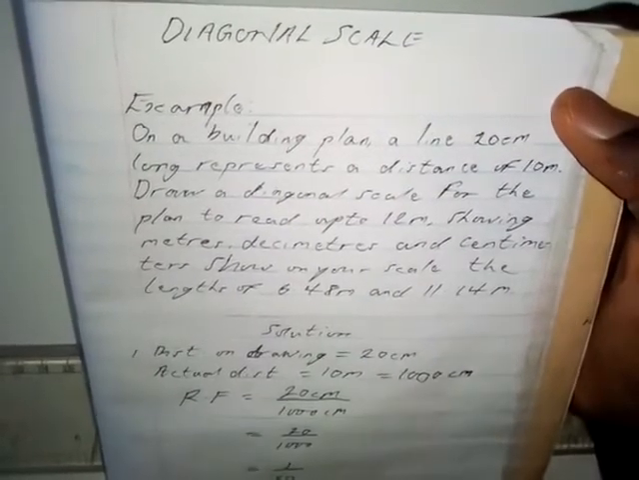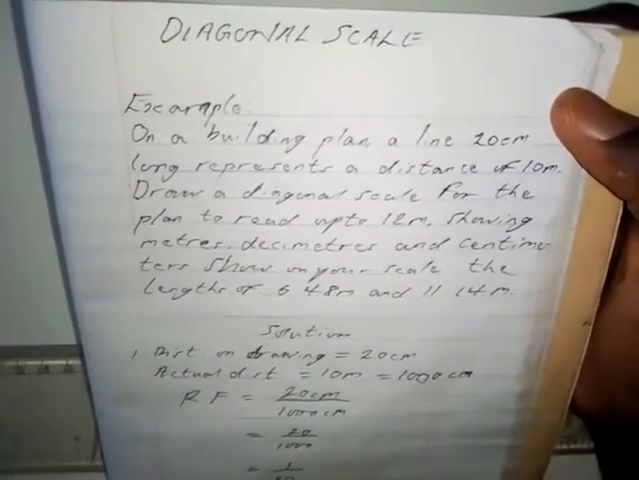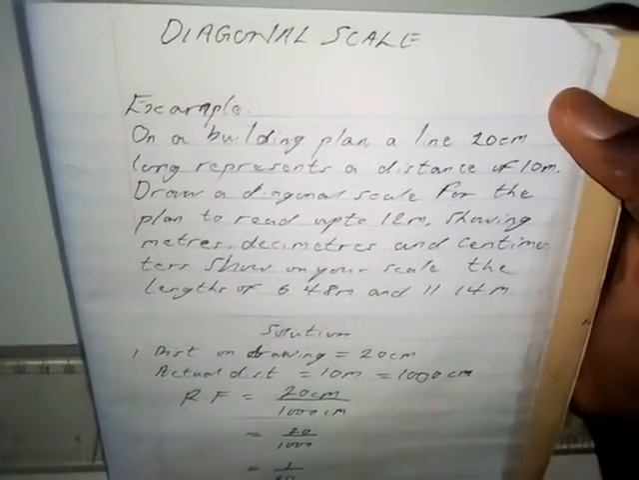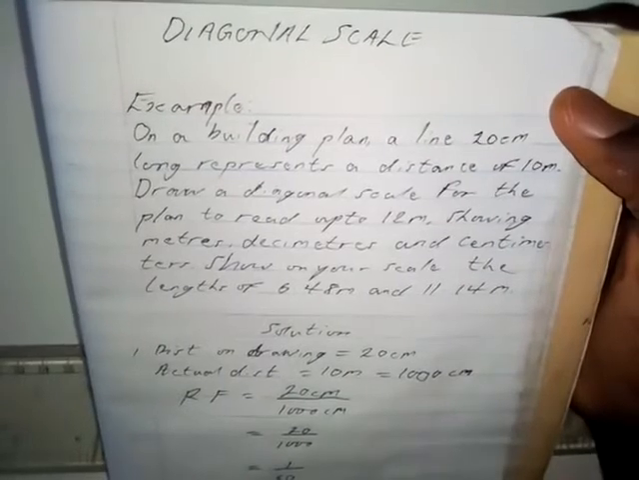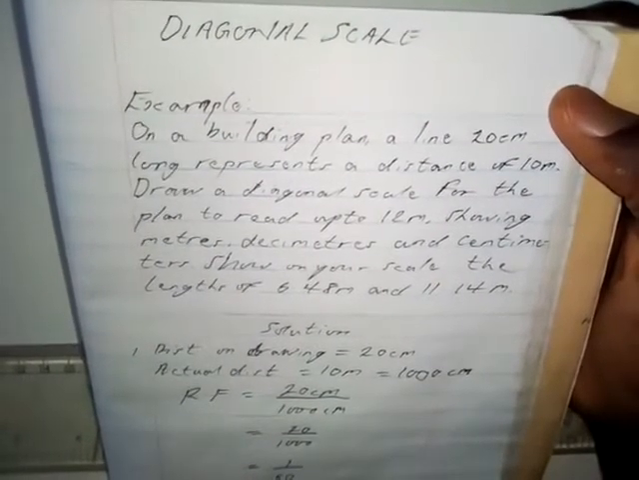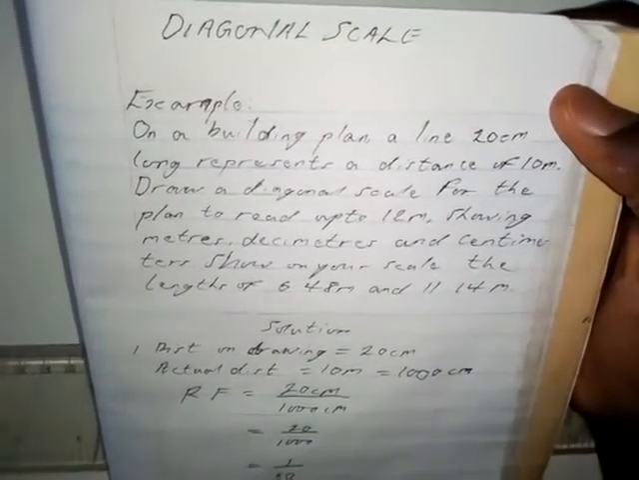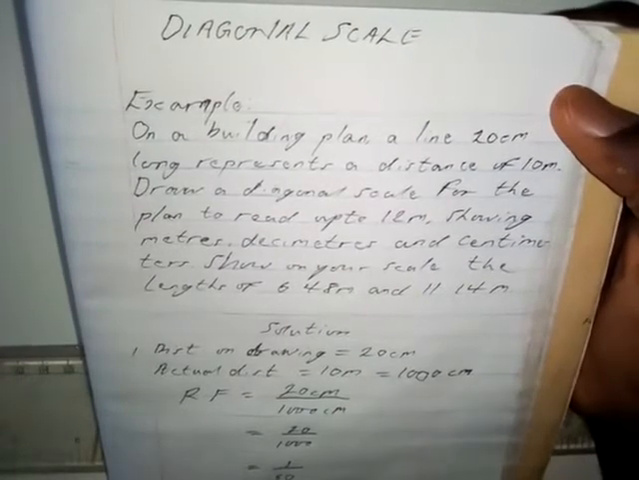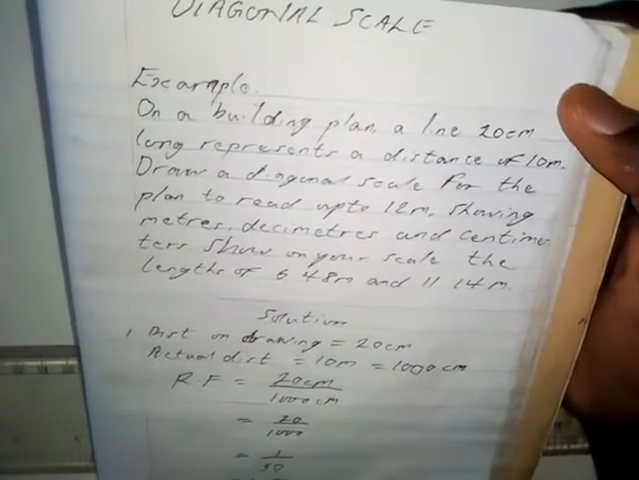Okay, I believe you know what I mean by the units of measurement. I'm talking about millimeters, centimeters, decimeters, meters, kilometers, and so on. Those are the units of measurement, as I explained under the construction of the plane scale. Now, I have carved out a question that we are going to use so that you can understand how to construct the diagonal scale.